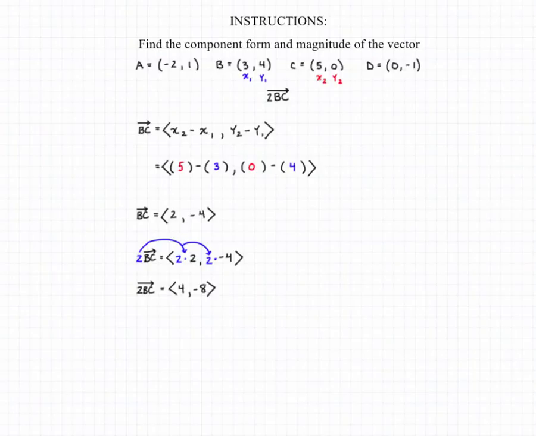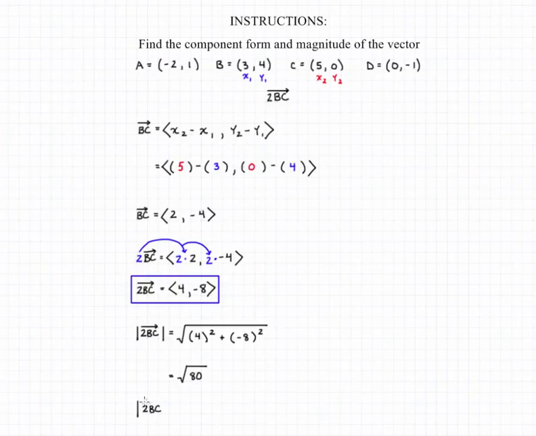Now if we need to find the magnitude of that vector, that's really asking us to find the length. So we treat these two components as legs on a right triangle, and we can find the magnitude by solving using the distance formula. So we can say that the magnitude of 2BC is going to be equal to the square root of 4 squared plus negative 8 squared, which will give us 16 plus 64, or the square root of 80. And we can simplify the square root by finding the prime factors of 80.